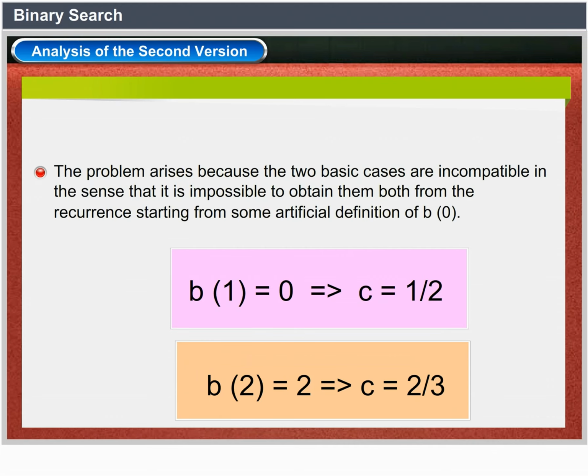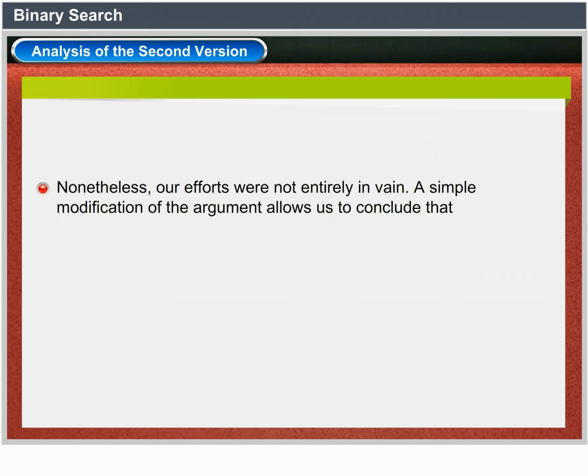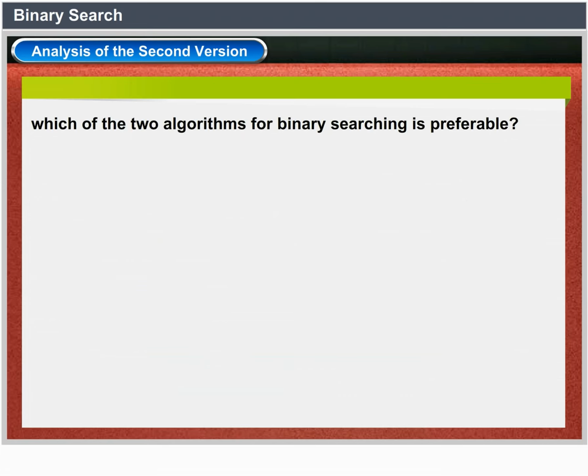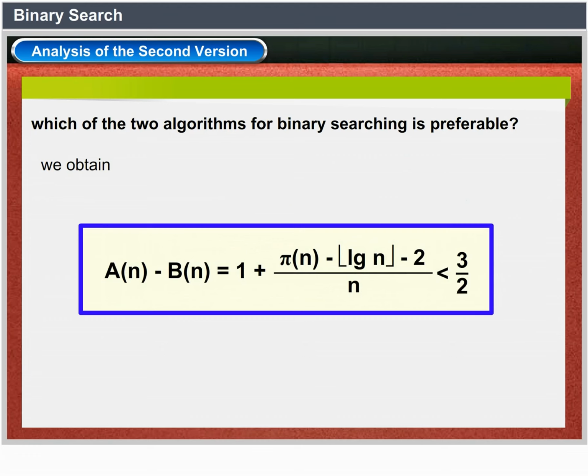The problem arises because the two basic cases are incompatible in the sense that it is impossible to obtain them both from the recurrence starting from some artificial definition of B of 0. Nonetheless, our efforts were not entirely in vain. A simple modification of the argument allows us to conclude that as follows. Which of the two algorithms for binary searching is preferable? We obtain the following result.